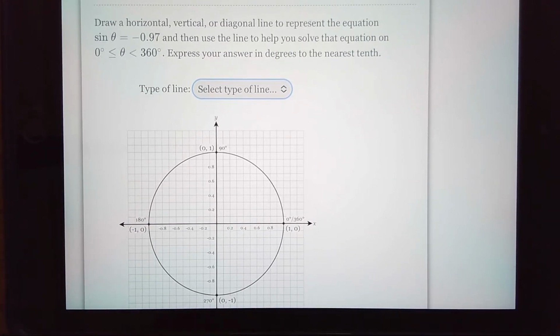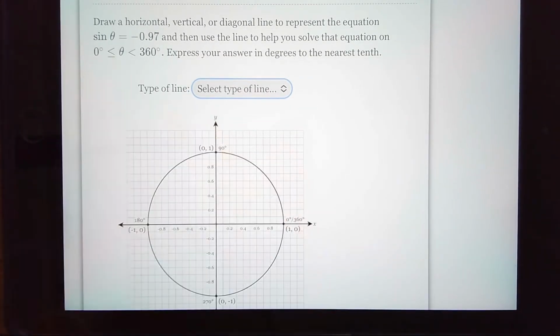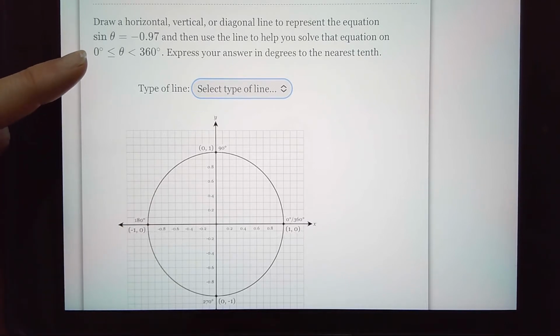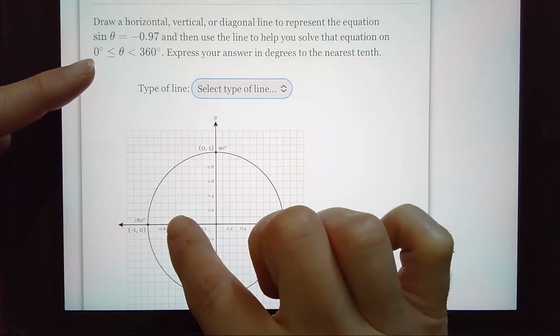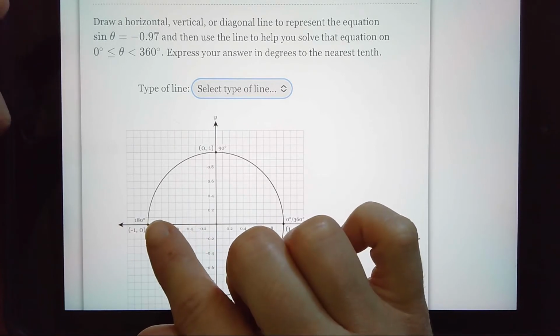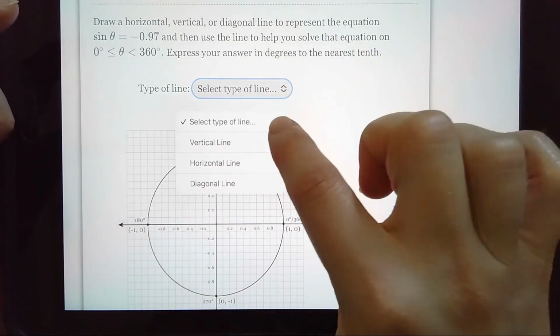It says draw a horizontal, vertical, or diagonal line to represent the equation sine of some theta angle equals negative 0.97. And then use that to help you solve the equation from 0 to 360 degrees. Make sure your answer is in the nearest tenth. So what I want you to think about is, if I have sine of an angle, sine is the y values. So think about any line that's y equals something. It's going to be a horizontal line.